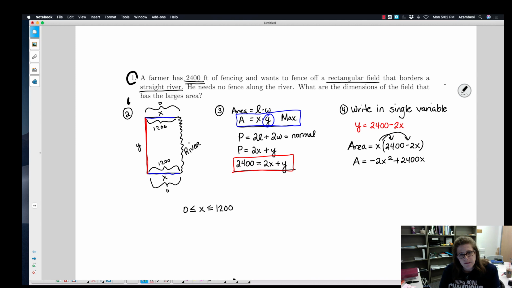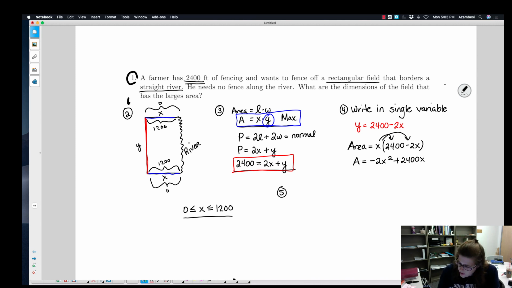Now, at both of those endpoints, at 0 and 1,200, I don't really have a field anymore. So those are really on the outside of our bounds. Hopefully we can find a critical point in the middle that we can use. So now we're about maximization, which is part 5. In order to maximize, I need to look for my critical points. Any critical points that are outside the 0 to 1,200 I can throw away because they don't make sense in terms of the problem. They'll still be critical points of this equation, but they don't make sense in terms of the problem.